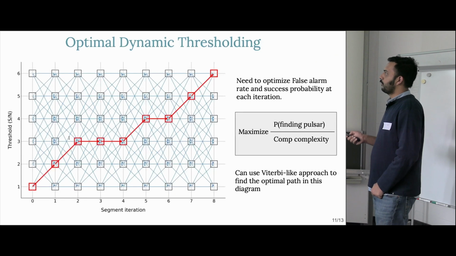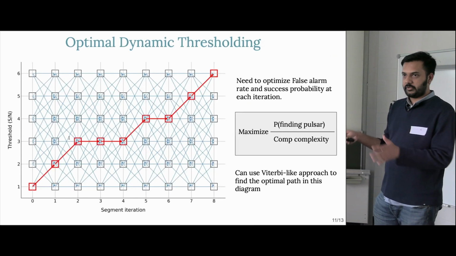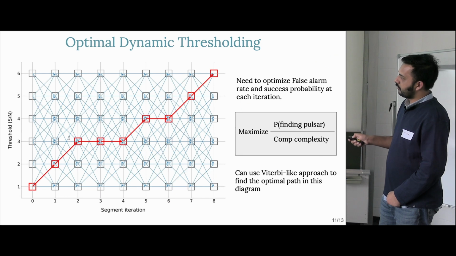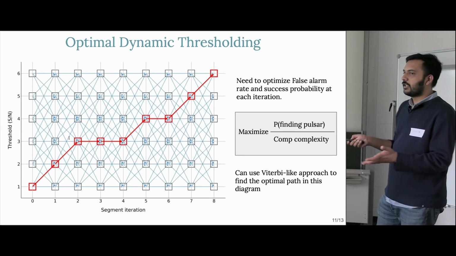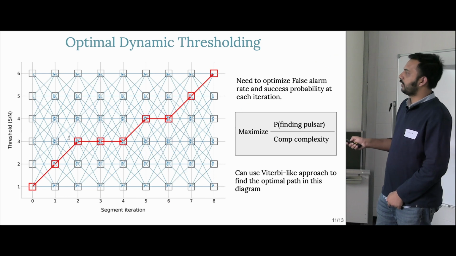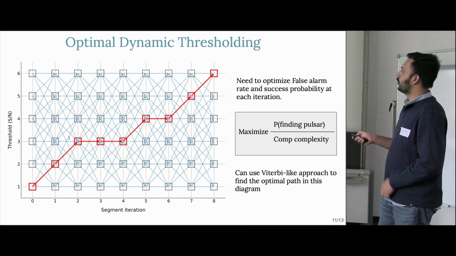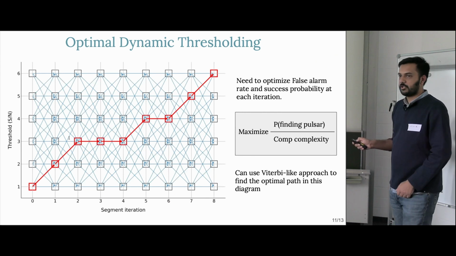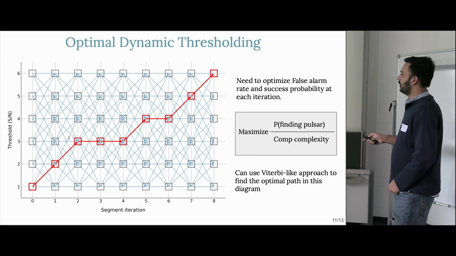So what we did is we solved it on a grid. We went through each path. This is the threshold signal to noise, and this is the segment iteration. The answer that we want is what should be the ideal path in these different nodes, which will maximize the probability of finding a pulsar, but at the same time minimize the computational complexity.